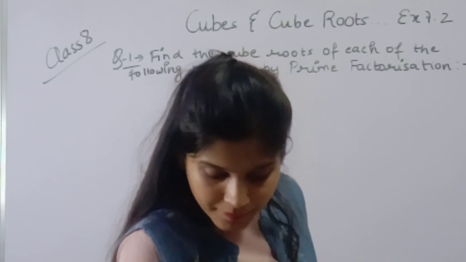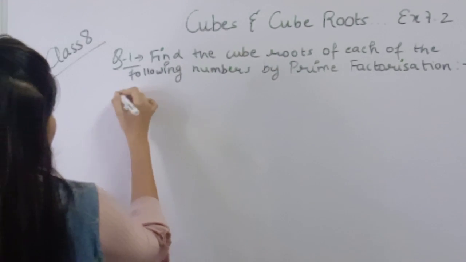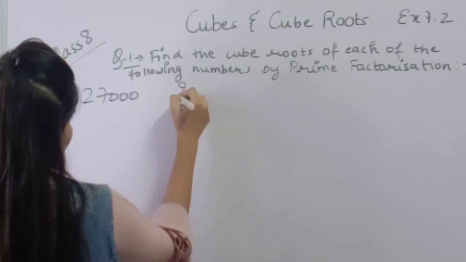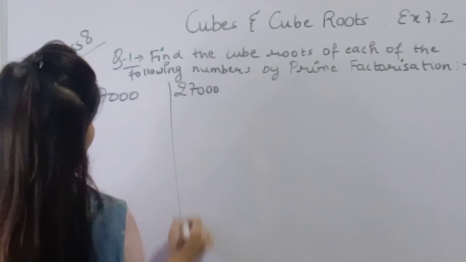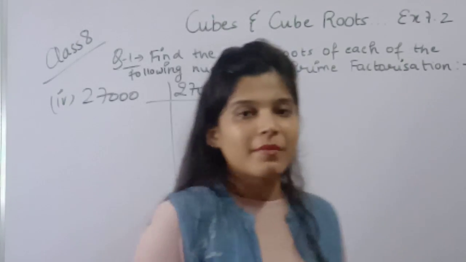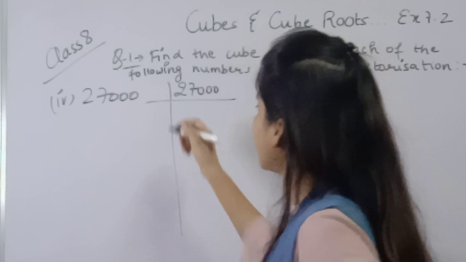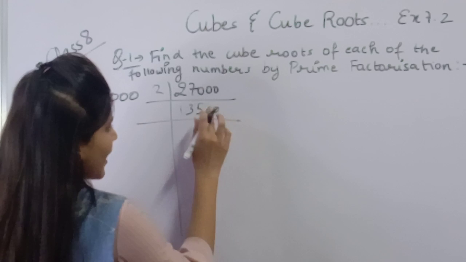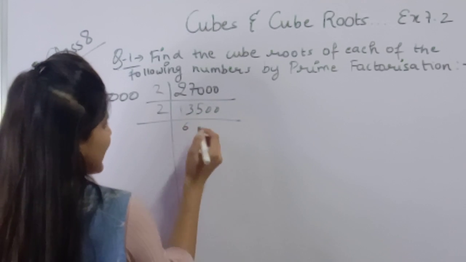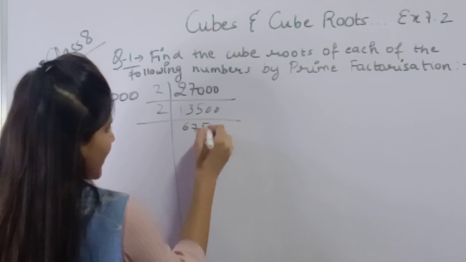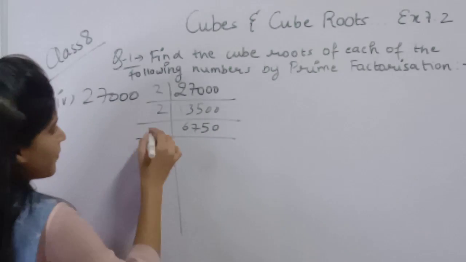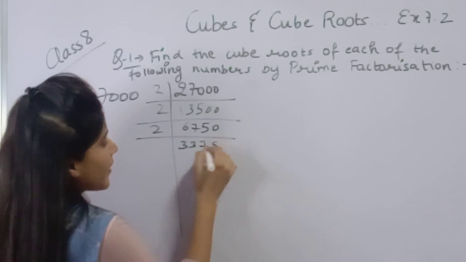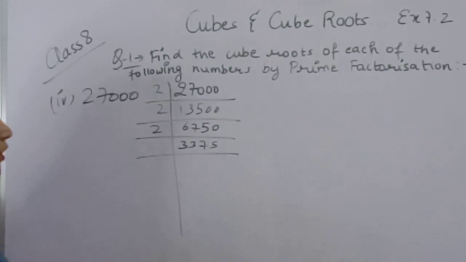Fourth part is 27,000. So 27,000 is a multiple of 2. 2 1s are 2, 2 3s are 6, 2 5s are 10, 00 as it is. 2 6s are 12, 2 7s are 14, 2 5s are 10, 0 as it is. 2 3s are 6, 2 3s are 6, 2 7s are 14, 2 5s are 10. Now 3375.